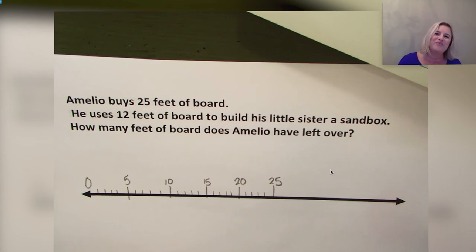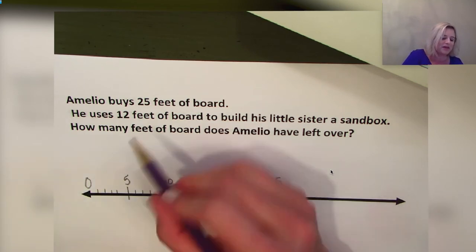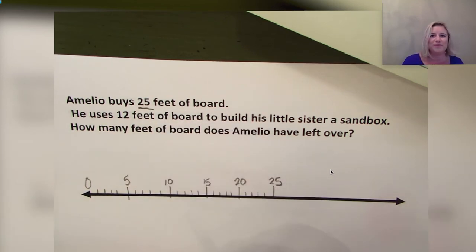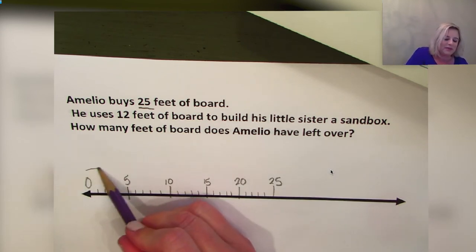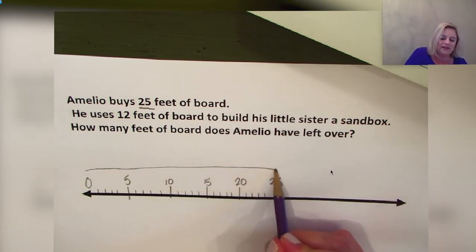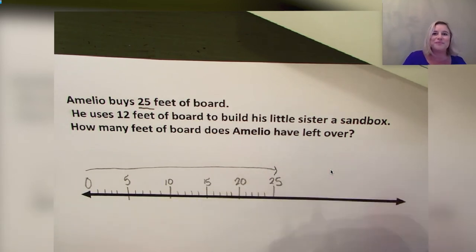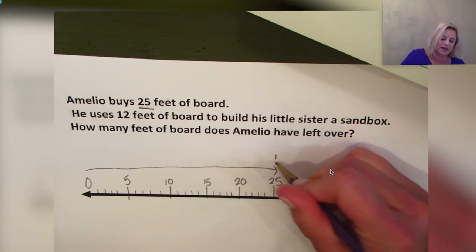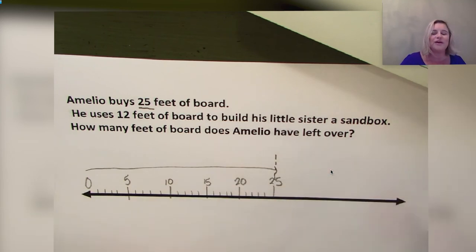So how many feet of board did Emilio buy? Let's look at our problem again. So he bought 25 feet of board. Now, what do we do with that information? Right, that's our first line we draw over our number line. He bought 25 feet of board. So I'm going to draw a dotted line here to show how much he bought.